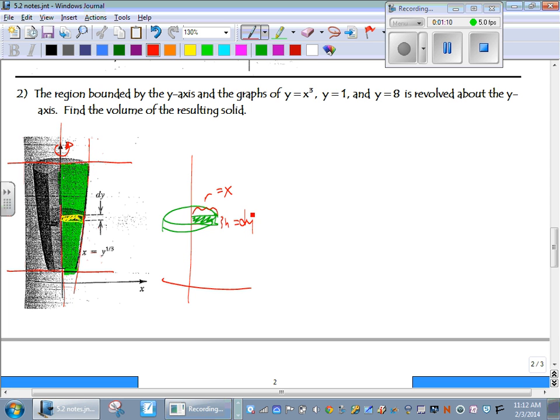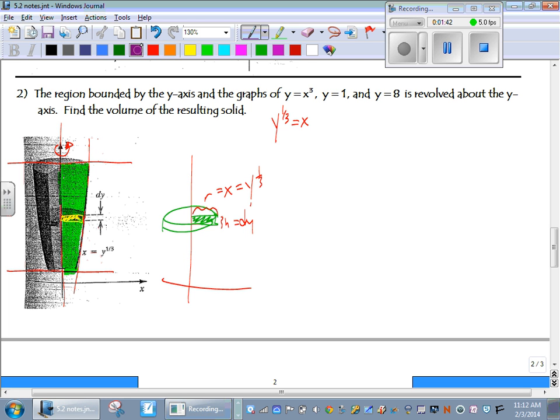But we're doing this in terms of y. Our height is dy. That means the integral is going to be in terms of y. We need to write x in terms of y. Our equation is in terms of x here. It's y equals x cubed. But we can solve this for x. What's x equal to? Y to the 1/3, right? Or cube root of y. I'm just going to go ahead and write it as y to the 1/3. So that's going to be our radius.